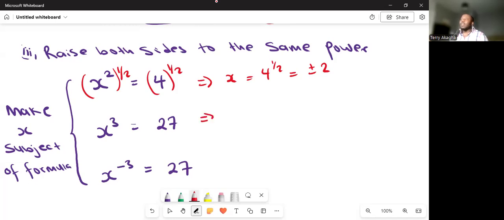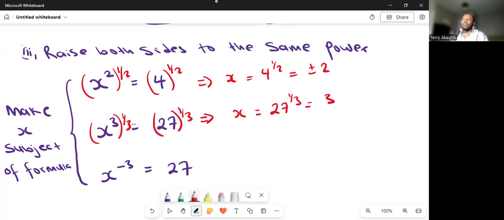All right, so in this case as well, I'm going to raise this one to 1 over 3. So you do exactly the same thing to the left-hand side, you do exactly the same thing to the right-hand side. That means this is going to give us x, and 27 raised to the power 1 over 3, and that will give us 3.